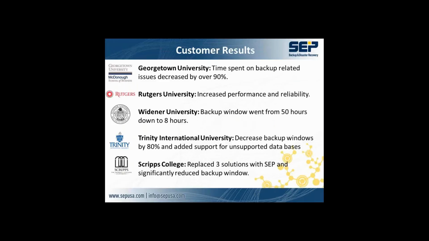And I think more importantly, they no longer were spending weekends in the office babysitting and fixing backup tasks. Rutgers University also increased performance and reliability. Widener University had a very drastically decreased backup window as well. Scripps College was able to consolidate down from multiple solutions down to one and also reduce their backup window. So just some other real world examples.